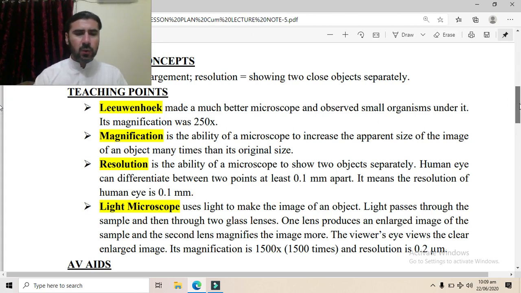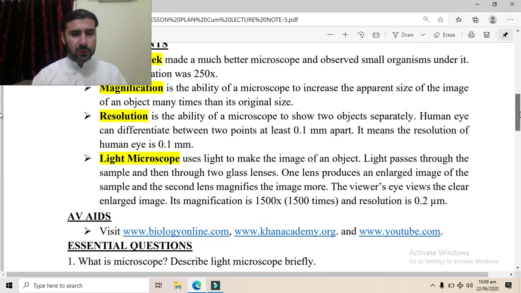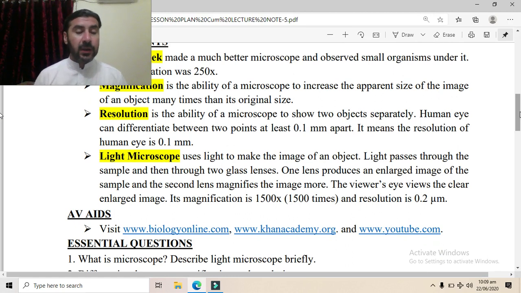A very good, advanced microscope will have very good resolution as well as magnification. For example, electron microscopes are the most advanced microscopes, which have very high resolution and very high magnification power. Now we are going to study the light microscope. Why is it called a light microscope?